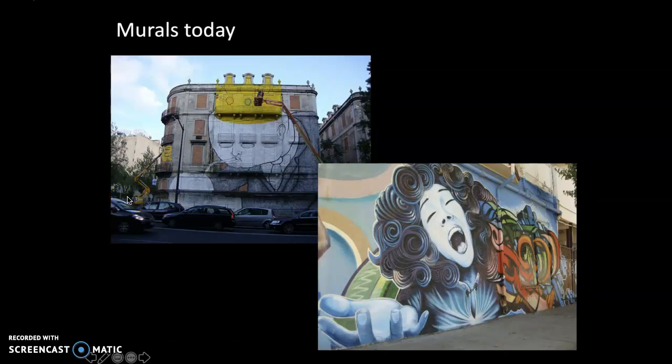Murals today are a little bit different. Some artists can be hired to paint a mural on the side of a building by a company, a business, or by a private person. Or an artist can just create a mural for a city. So this is a mural on the side of a building in a city. So murals today can be really creative, and they show the style of the artist.